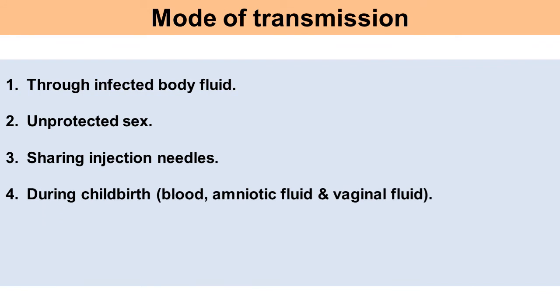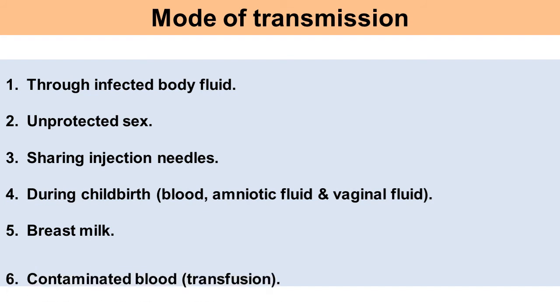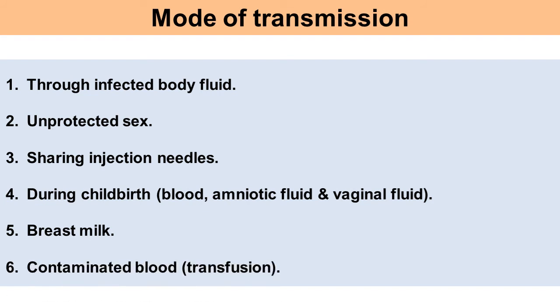During childbirth, it can be transmitted from mother to child through blood, amniotic fluid, and vaginal fluid. It can also be transmitted from an infected mother to her child through breast milk. It can also be transmitted through contaminated blood, especially during blood transfusion.